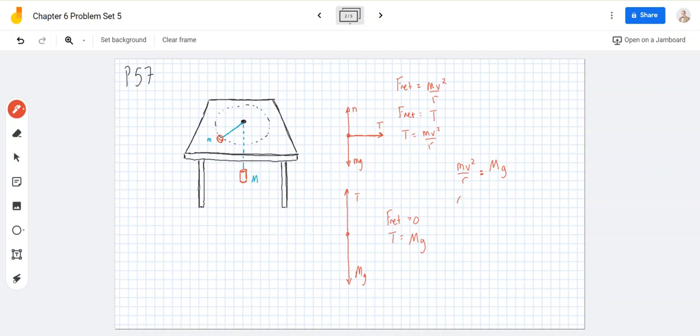So it says the mass of the small one is 1.5 kilograms. V squared is what I'm calculating. The R here has to be in meters. They gave us 20 centimeters, so 0.2 meters. And the big M is 2.5 kilograms times our G value, which near the surface of the Earth is 10. Let me get my handy dandy calculator out.